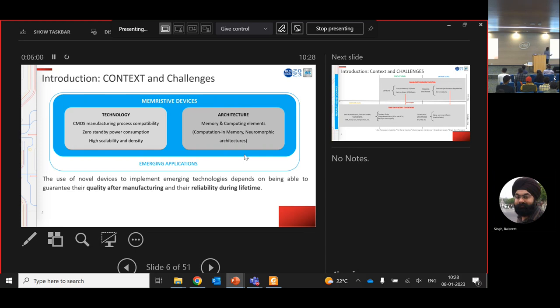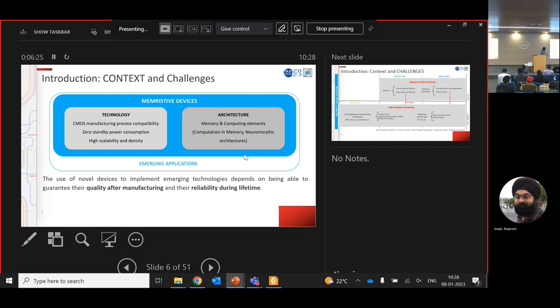Okay, and from the point of view of the architecture, what is the most interesting thing about using these memristive devices is the fact that you can implement memory elements, but not only memory. You can use these resistive RAMs for performing computation in memory, which means that you are going to have processing elements at the same device.